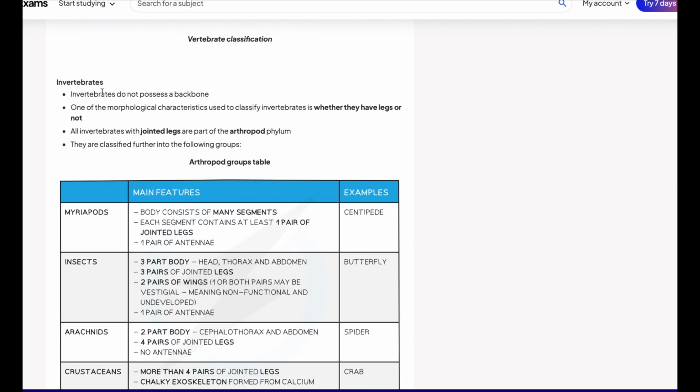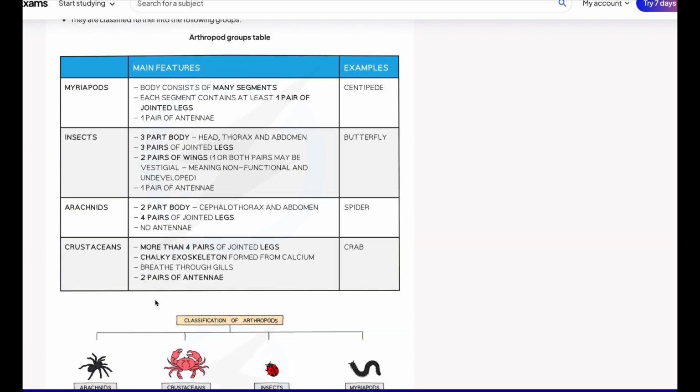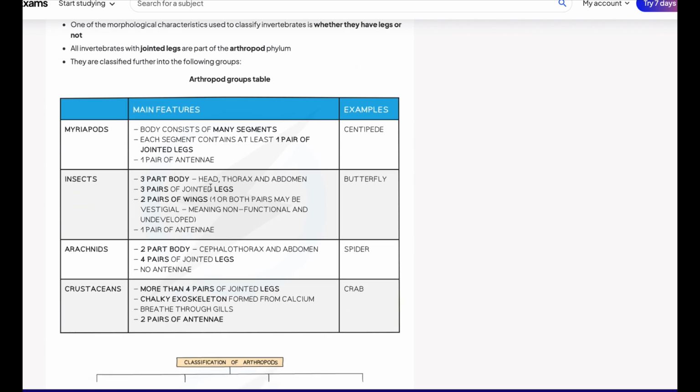Now, the invertebrates are those without backbone, like what we call the arthropods. The arthropods, okay? They are the arthropod group. The first among them is called the myriapod. The myriapod, the insect, the arachnid, and the crustacean. There are 4 that you're going to study under this invertebrate or the arthropods. Either you call them invertebrate or you call them arthropod.